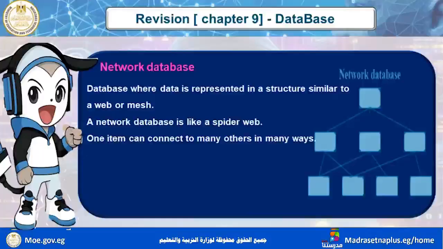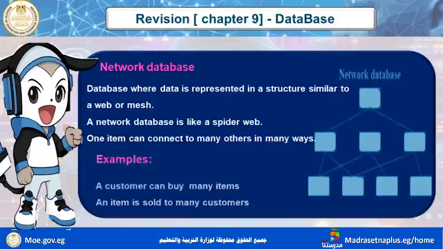Network database. A database where data is represented in a structure similar to a web or a mesh. The network database is like a spider web. One item can connect to many others in many ways. For example, a customer can buy many items, and items can be sold to many customers.